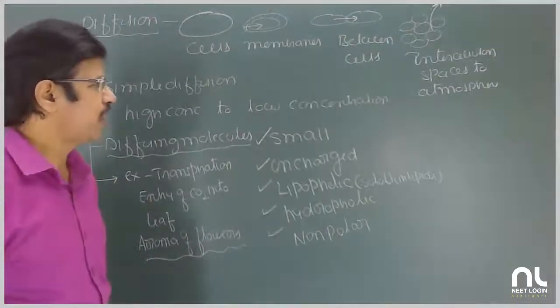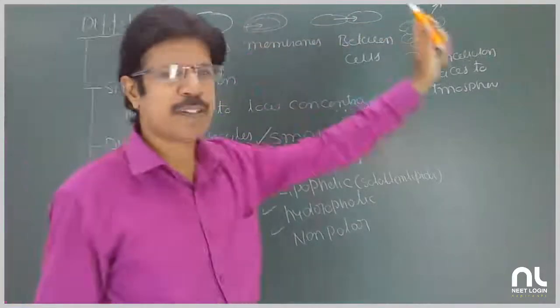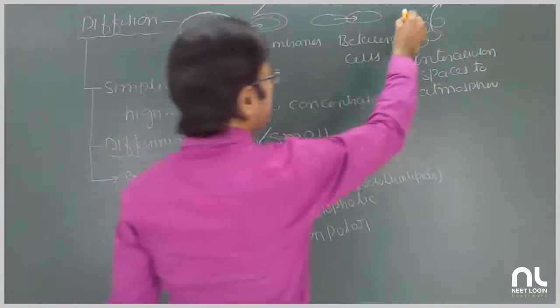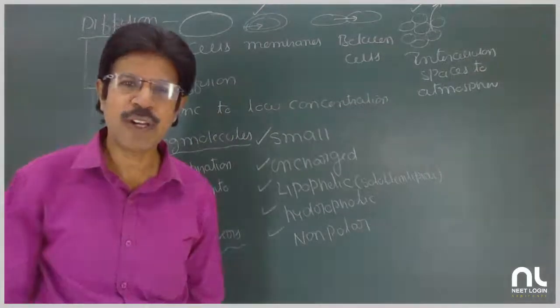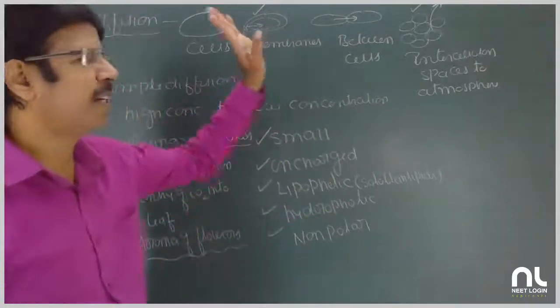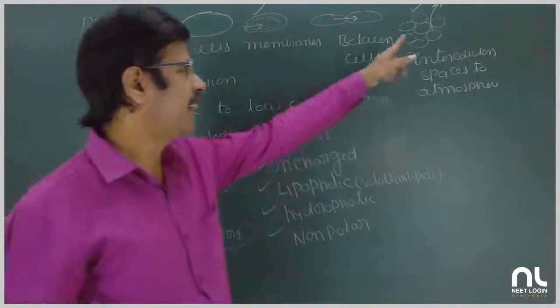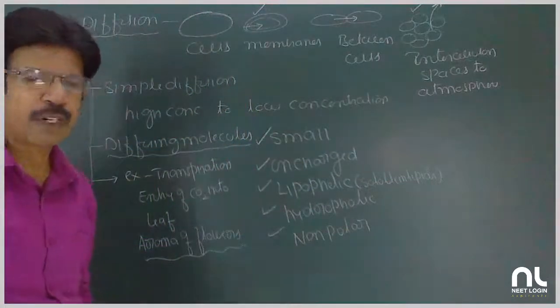So diffusion may cross the membrane, may not cross the membrane. If it crosses the membrane, it involves the membrane, which is nothing but osmosis. Diffusion that does not involve the membrane is nothing but gaseous exchange. That is also a key point.